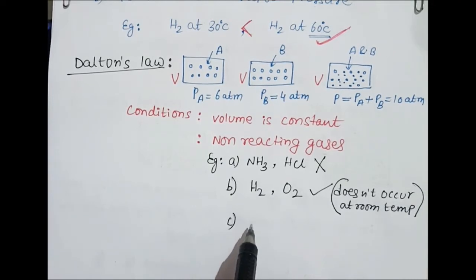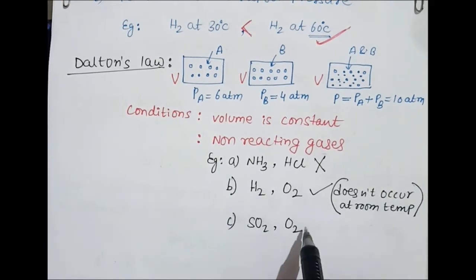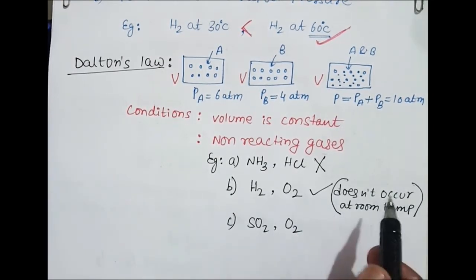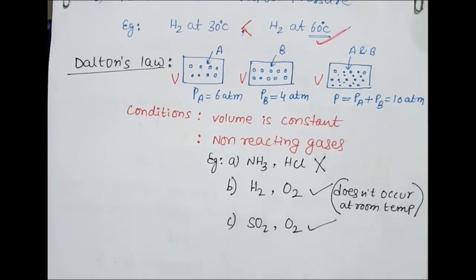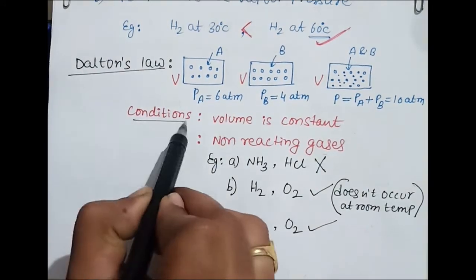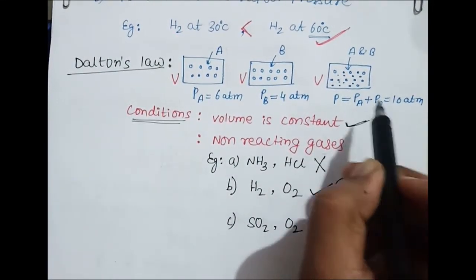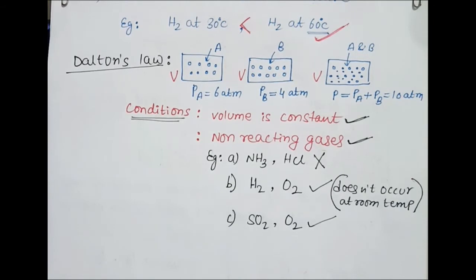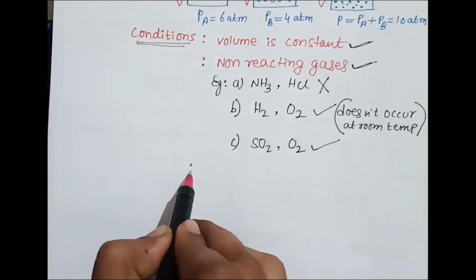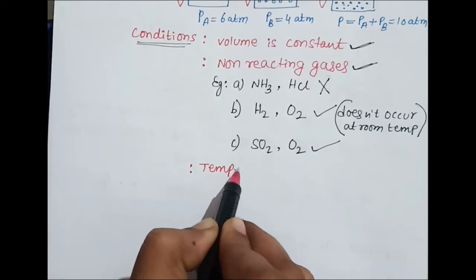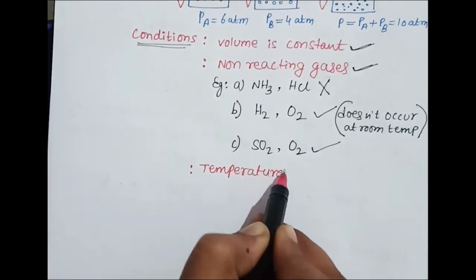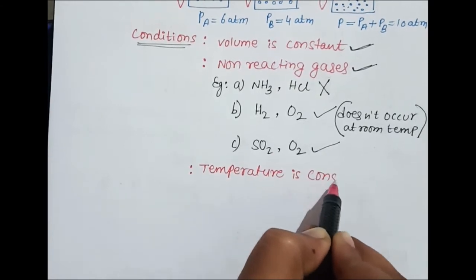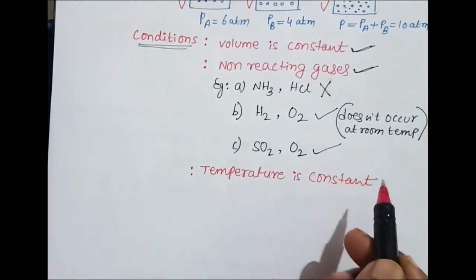Now another example, SO2 and O2. Yes, SO2 and O2 do react to give SO3, but at high temperature. At room temperature they do not react. That's why here Dalton's law is applicable. So, understood, the conditions for Dalton's law are: the volume of the container in the three cases should be constant, non-reacting gases, and condition number 3, temperature is constant. When these conditions are valid, then only Dalton's law will be followed.